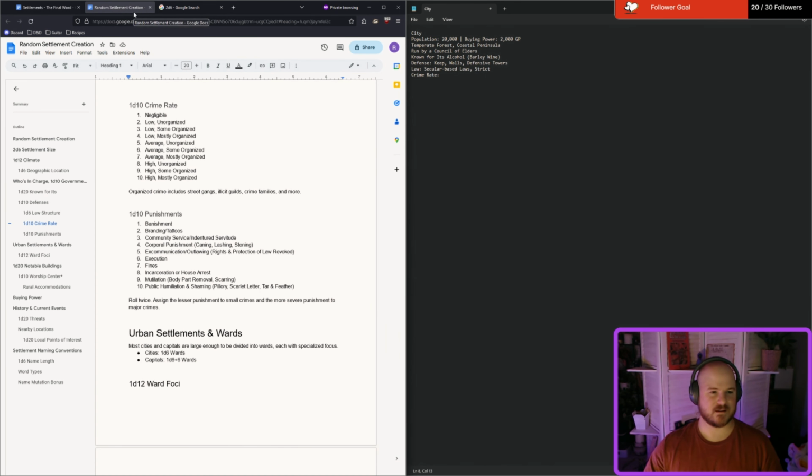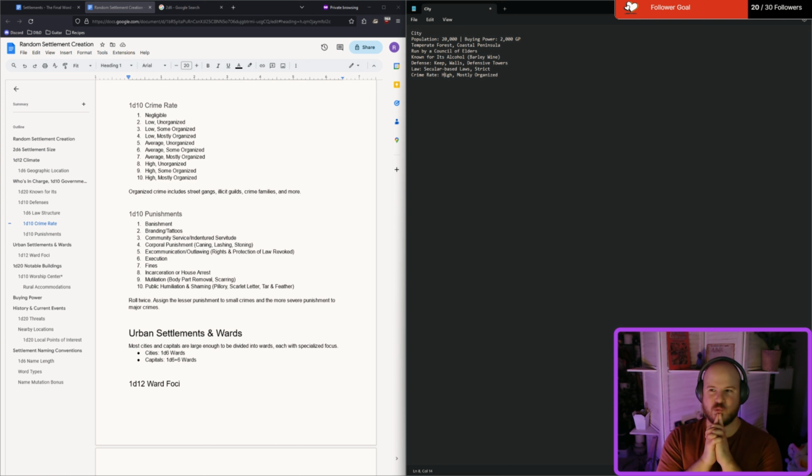Okay, so we have a high crime rate, and it's mostly organized. Very interesting. So maybe right now we have the ruling body for our settlement, for our city, as a council of elders, but maybe it's like a meeting of the mafiosa kind of thing. That would be very interesting, right? That's a very interesting take on the city. It has very sort of southern Italy, Sicily kind of vibes to it, right?